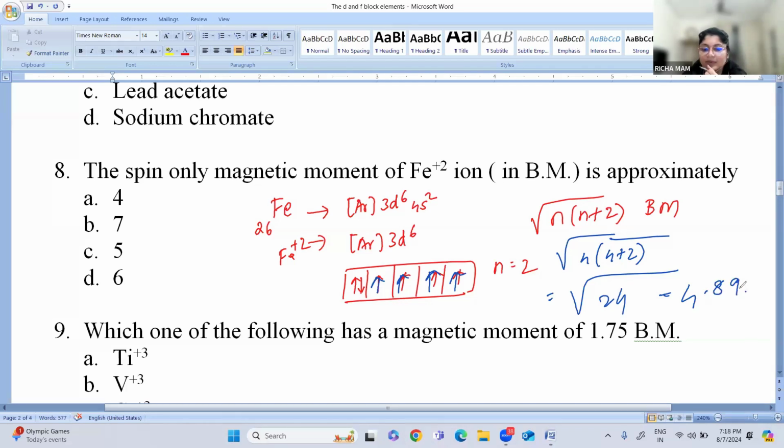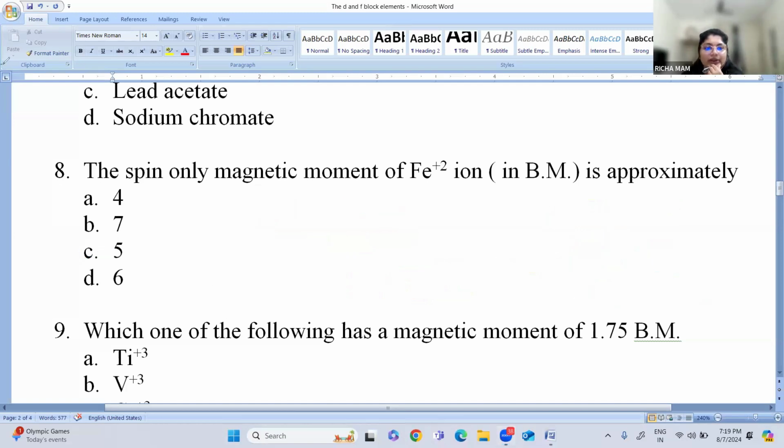4.89 means it is related to 5, ma'am. 4.85. Yes, option C, ma'am. Yes, very good. Sri Varuni has also answered it right. Very good. Aishwarya has also answered it right. Lubna has also answered it right. Now I hope you have understood the questions on Bohr magneton. Let us go for the next one.